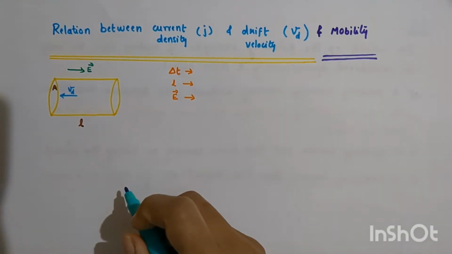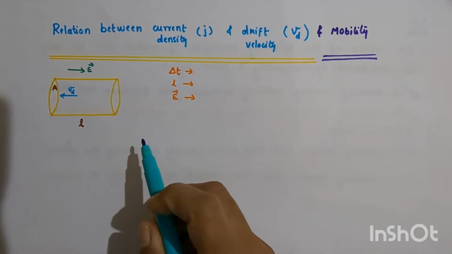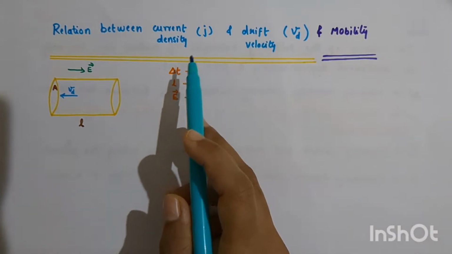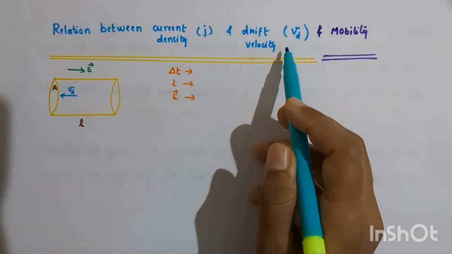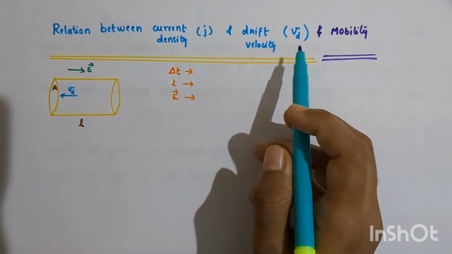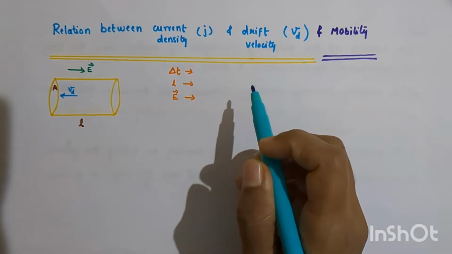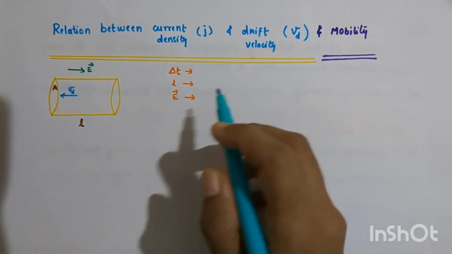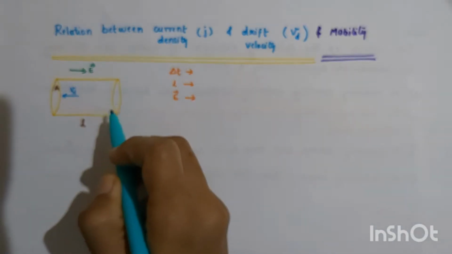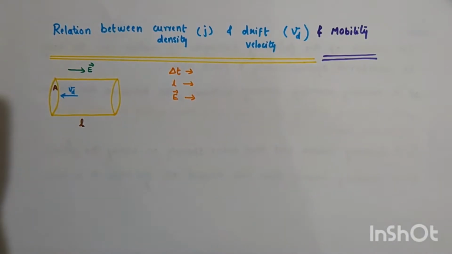Hello everyone. In this video, we are going to discuss the relation between current density J and the drift velocity Vd, and we will be discussing mobility as well, of class 12 physics from the chapter 3 current electricity. So here, I am just considering a metallic conductor, that is this yellow colored one.